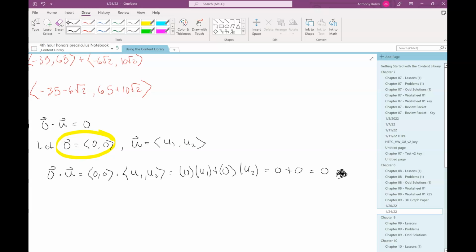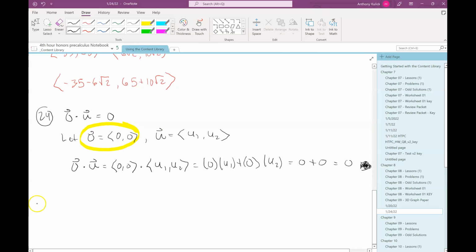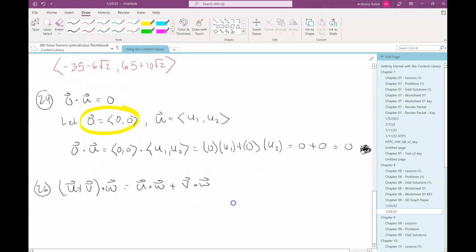Mia, is that a hand? Yes. Can you put 26? Sure. So u plus v dot w should equal u dot w plus v dot w. Okay.